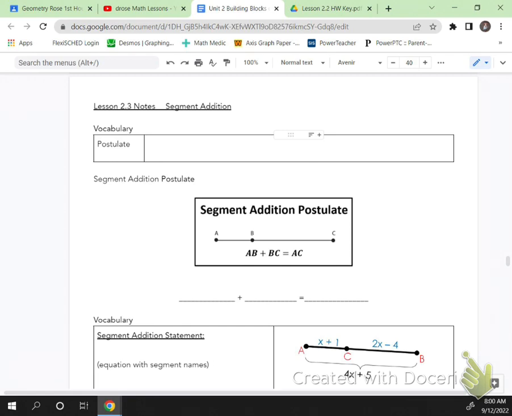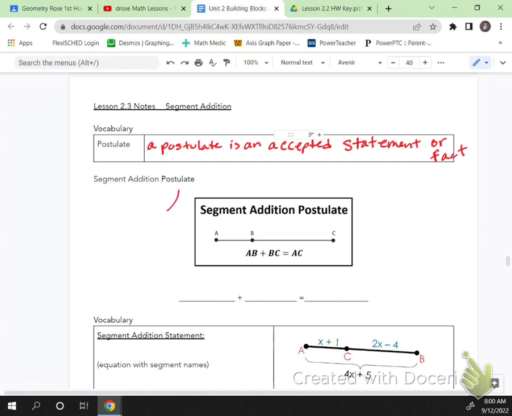In geometry, we have postulates, we have theorems, we have all these rules. So a postulate is an accepted statement or fact. Okay, these are rules that are true in geometry, and we use the rules to help us solve for unknown things. We've got segment addition right here.